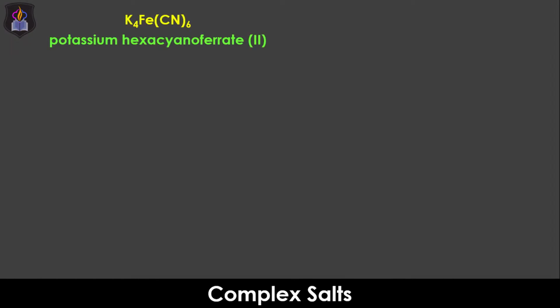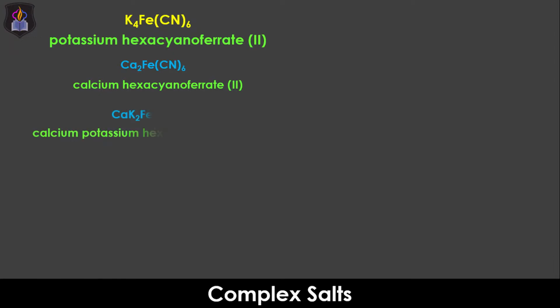Let's now look at complex salts. Potassium hexacyanoferrate 2 is made from a combination of hydrogen cyanide, iron 2 chloride, and calcium hydroxide, which forms calcium hexacyanoferrate 2. This solution is then treated with potassium salts to precipitate the mixed calcium-potassium salt called calcium-potassium hexacyanoferrate 2, which in turn is treated with potassium carbonate to give the tetra-potassium salt.